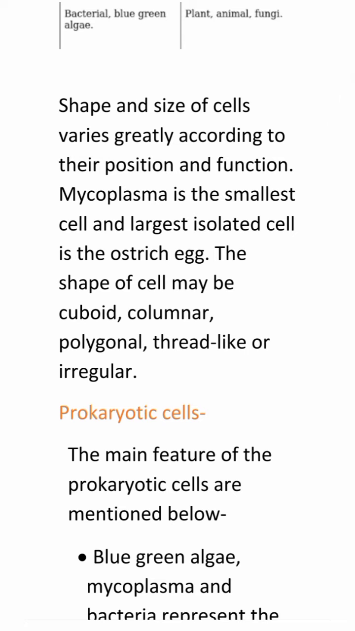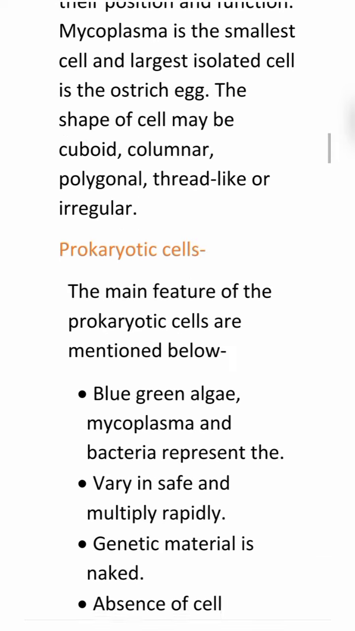Ostrich egg is the largest cell present. The shape of the cell may be cuboid, columnar, polygonal, thread-like, or irregular.